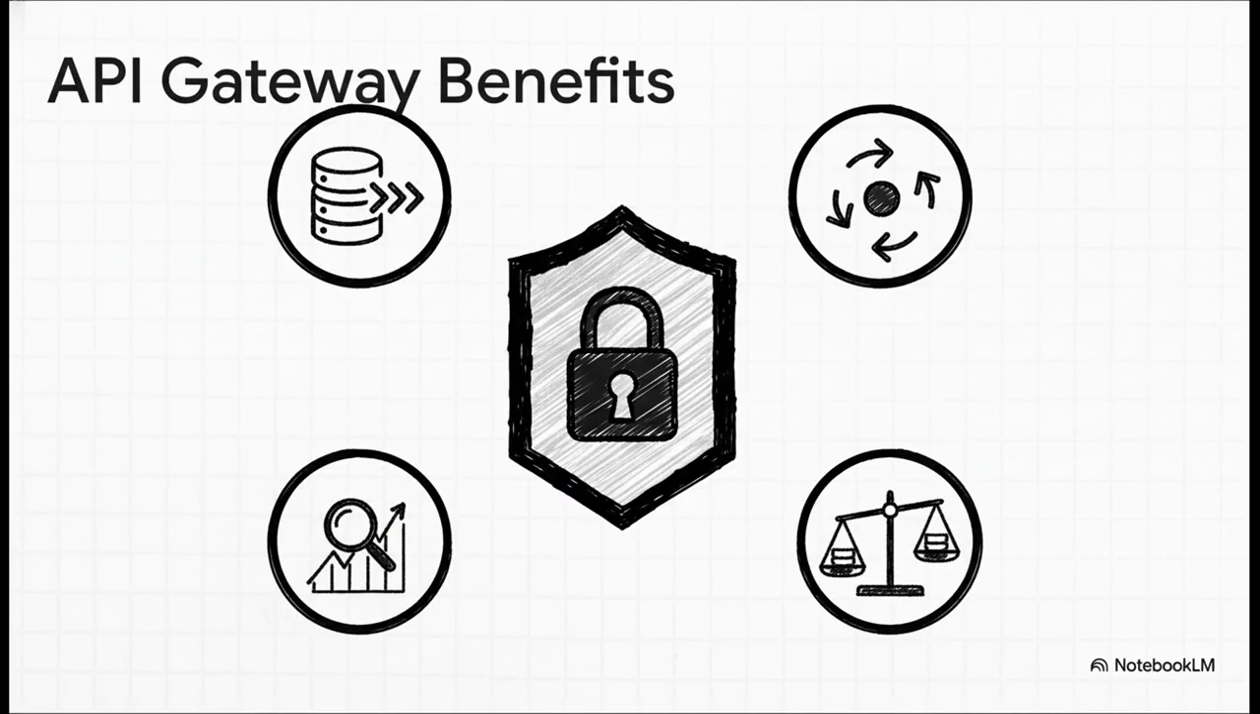And the benefits here are huge. You get one central place for routing. You get load balancing, so traffic gets spread out evenly and no single service gets overwhelmed. You can handle all your security, like SSL certificates and authentication rules, right there in one spot. Plus, you get a single dashboard for monitoring all your traffic, and you can even do things like caching to speed up responses. The big takeaway is this: an API gateway gives you control, security, and visibility over your entire system.